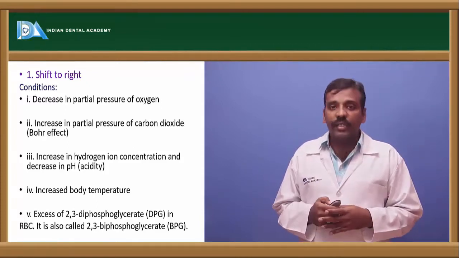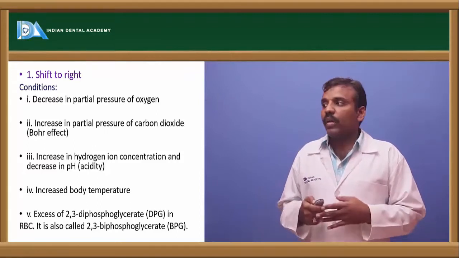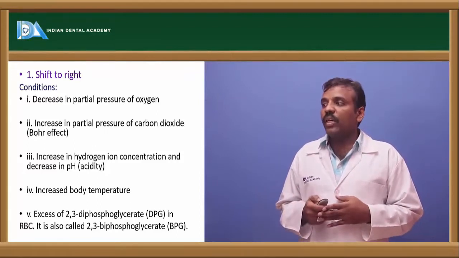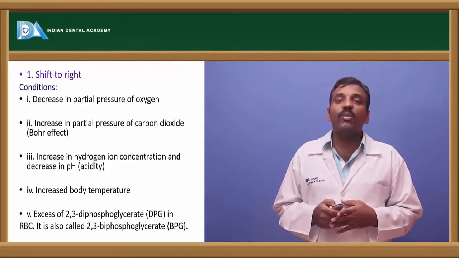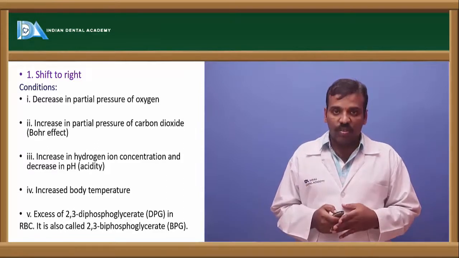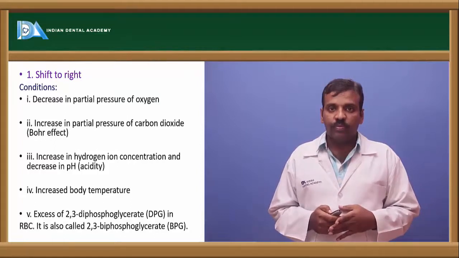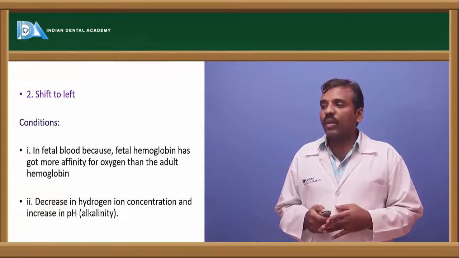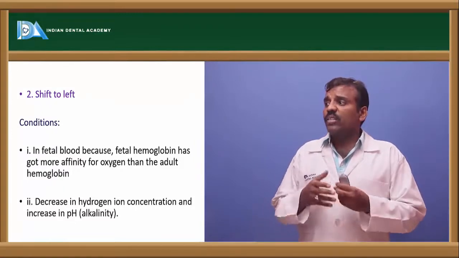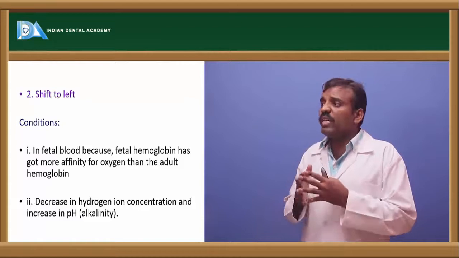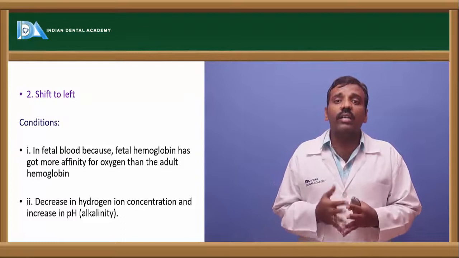That is the acidity. And next one is increased body temperature. Okay, and next one is excess of 2,3-diphosphoglycerate, that is DPG, in the RBCs. It is also called 2,3-BPG. Okay, and next one is shifted to the left. When it is shifted to the left, the conditions are like in the fetal blood, because fetal hemoglobin has more affinity for the oxygen than the adult hemoglobin.